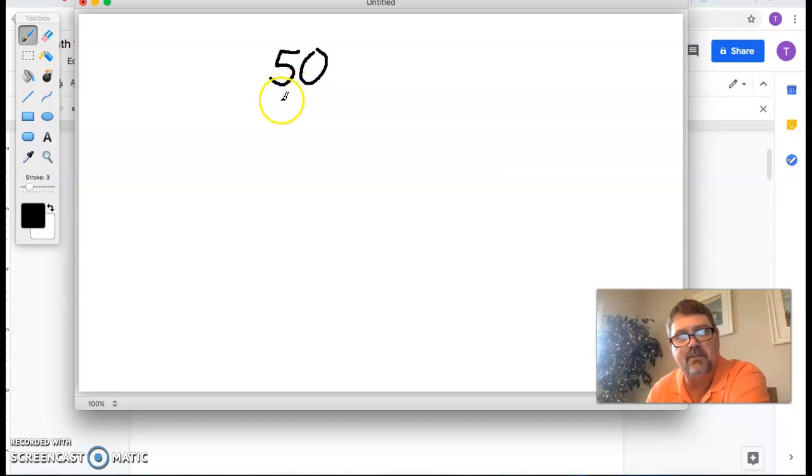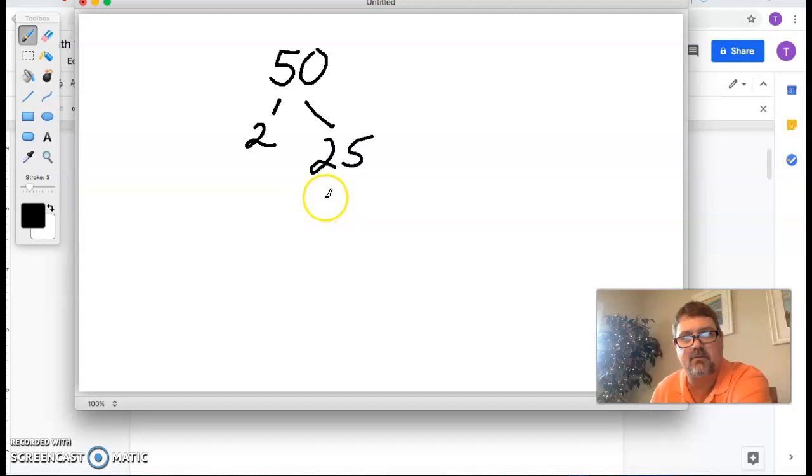So 50 can be divided by 2, and we get 25. Then I said, keep using that number until it no longer works. Well, it no longer works. So we switch to the next smallest prime, which will divide 50, which is 5. Well, I mean, divide 25 in this case. And that's 5 times 5.